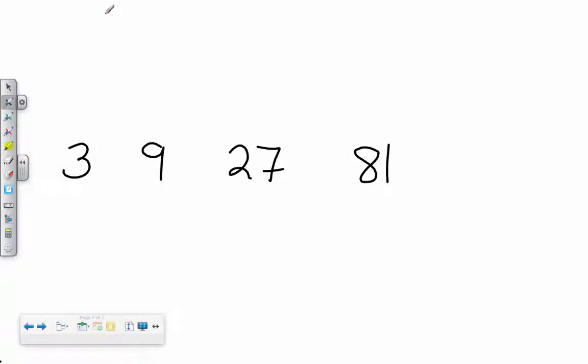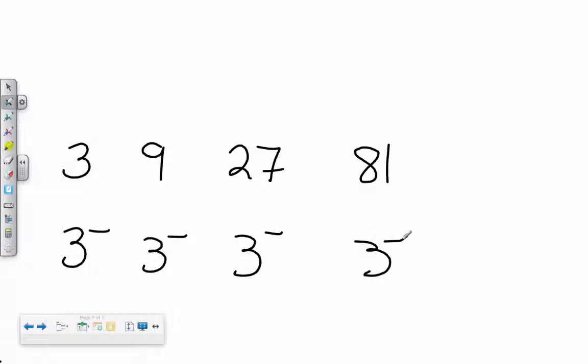Okay, here we have a sequence, except now I'm going to tell you that it has something to do with 3s, but I want you to figure out what goes here each time. 3 to what power gives you 3? 3 squared. All right, 3 squared is what? 3 times 3 is 9. So that's what we would put here. 3 squared is 9.